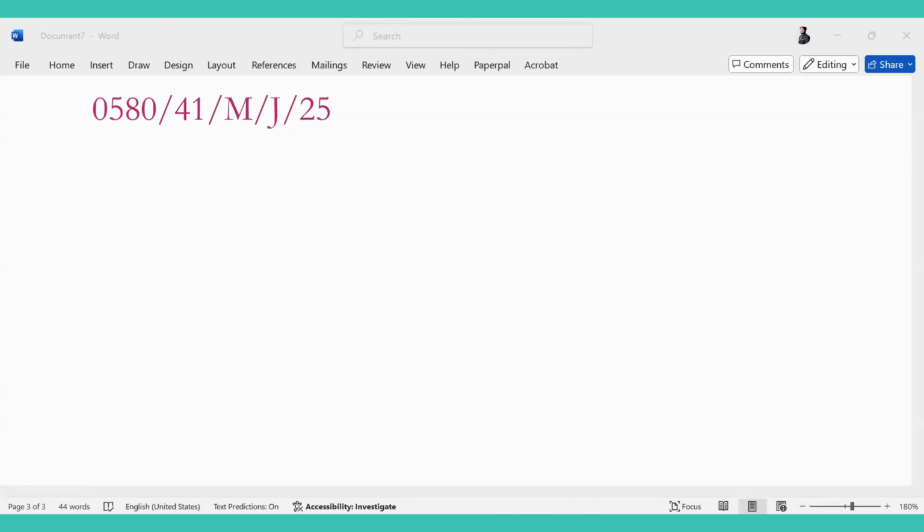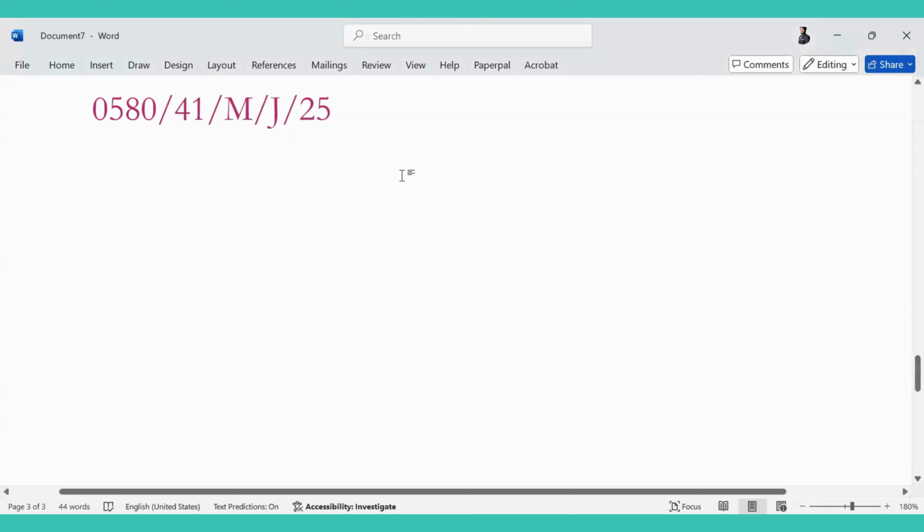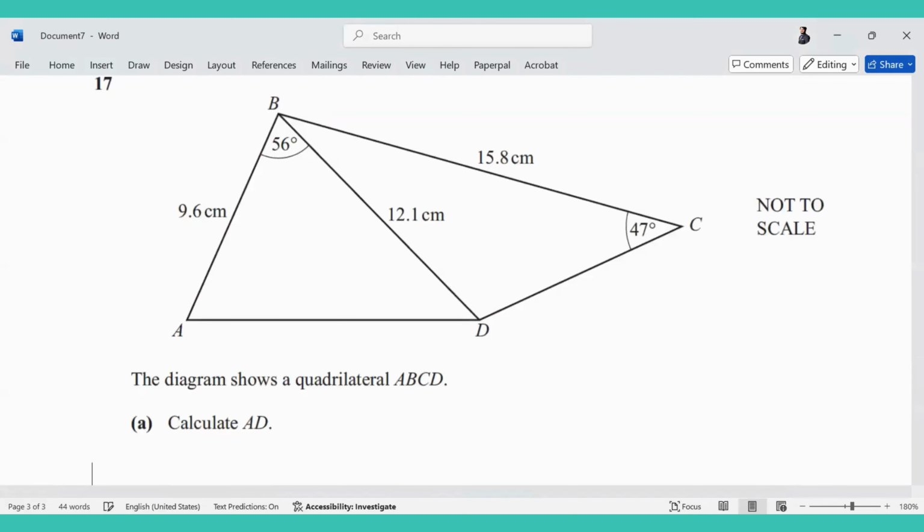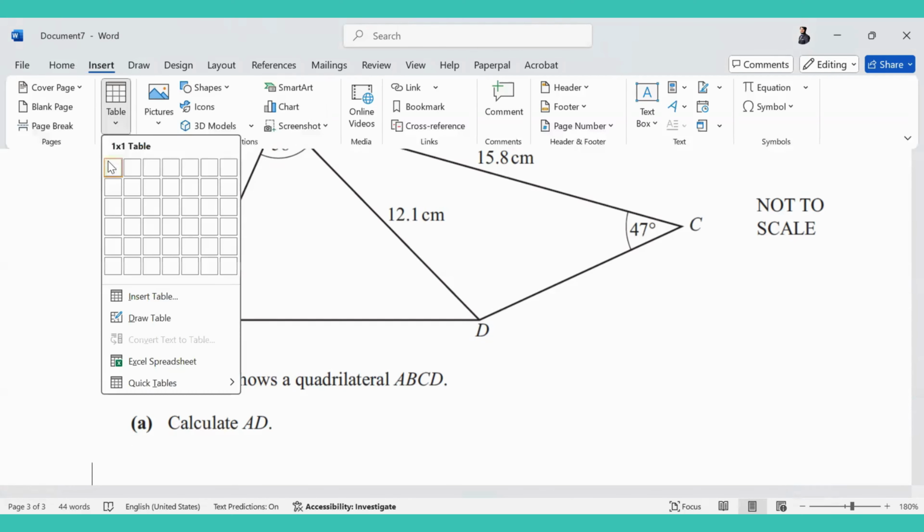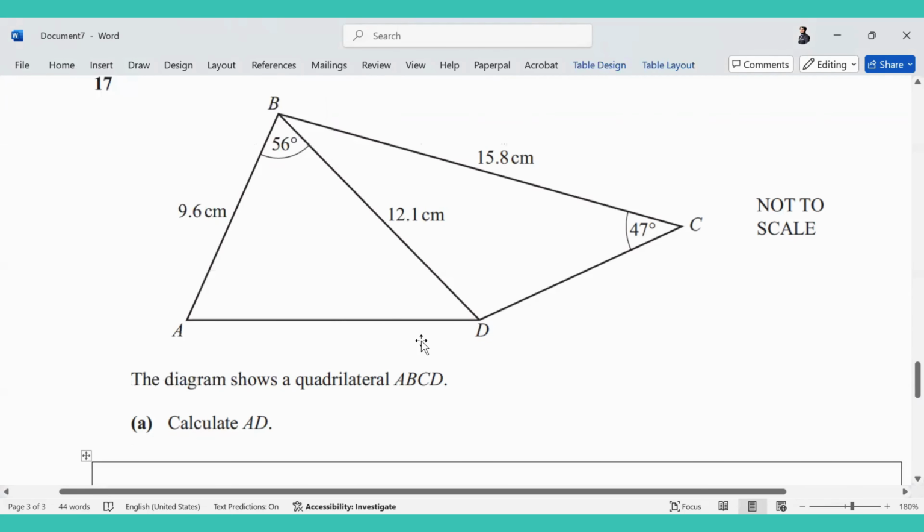Okay, class. The next question is June 25, paper 4, 1, question 17. The diagram shows a quadrilateral ABCD. It has already been split into two triangles for us. We need to calculate the length of AD in the first part. How will we do this? If I need the length of AD, I have the other two sides, and I have the angle which is in front of AD.